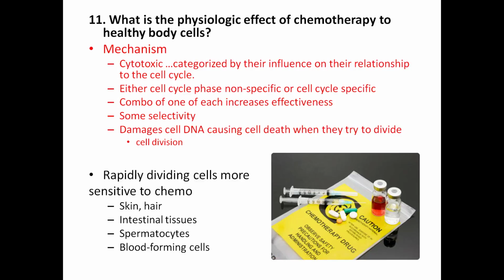So what's rapidly dividing? Things that grow quickly: skin, hair, intestinal tissue, sperm, blood forming cells. These are cells that we produce quickly, so they are affected by chemotherapy. So therefore we see hair loss. We see skin breakdown. The mucosa, which is in our alimentary tract, breaks down. So we have mouth sores, GI upset. Chemotherapy is spermatotoxic, so it kills off the sperm, which are rapidly producing cells as well. And as well, it affects our blood cells.